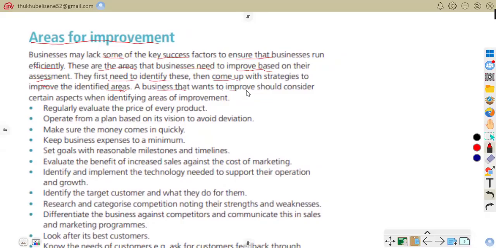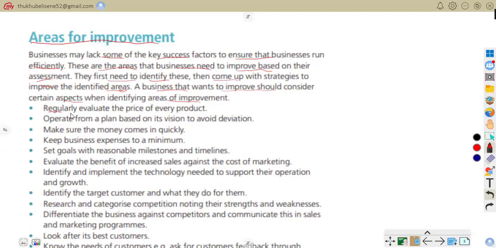So a business that wants to improve should consider certain aspects when identifying areas of improvement. When you talk of areas of improvement, you can say these are the parts of a business that are not performing well or could be improved. A business should first identify these weaknesses, then develop strategies to improve them. So that is that.